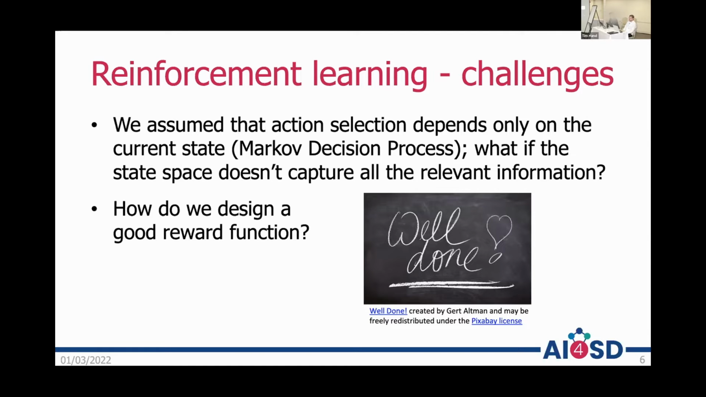One is, we assume that the action selection depends only on the current state, what's called a Markov decision process. You don't need to know the history, how you got there. This is quite a strong assumption, because we might not have a state space that actually captures all of the information you need in order to work out what action to take.